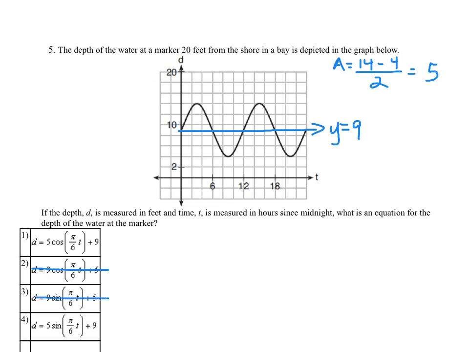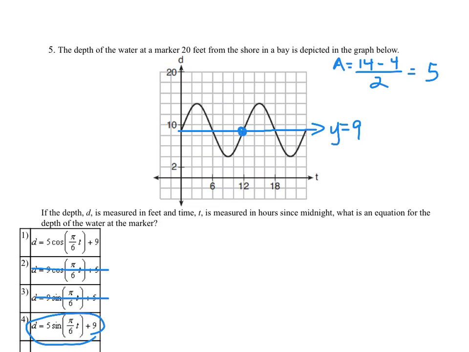All right, so now if I look at the rest of those, I can look at choice 1 and choice 4, and I see that choice 1 is a cosine curve and choice 4 is a sine curve, and I've got a sine curve. So then I know my answer is choice 4. Now, let's pretend it wasn't a multiple choice. I'm just going to go a step further and show you.